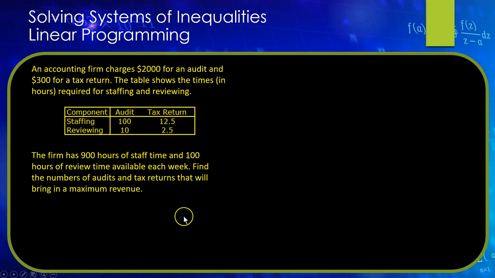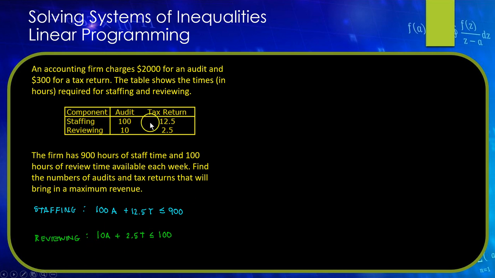So if I look at the constraints that they give me, staffing is going to be 100A, where I'm letting A represent the number of audits and T represent the number of tax returns. 100A plus 12.5T should be less than or equal to 900 because those are how many hours are needed for each audit, how many for each tax return, and so the total number of hours used for staffing them has to be 900 or less because that's all they have to use.